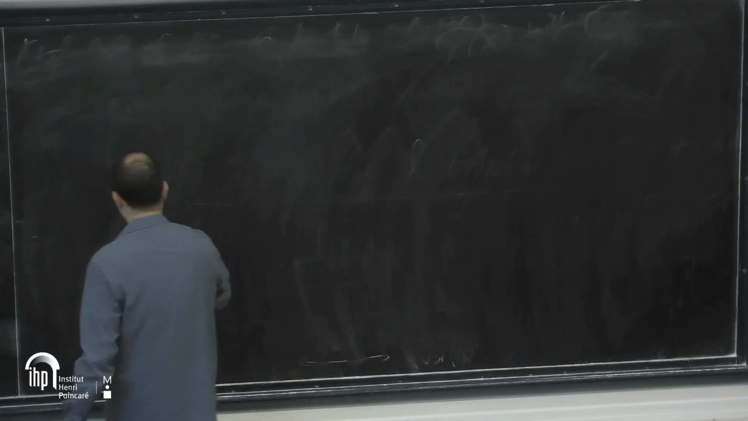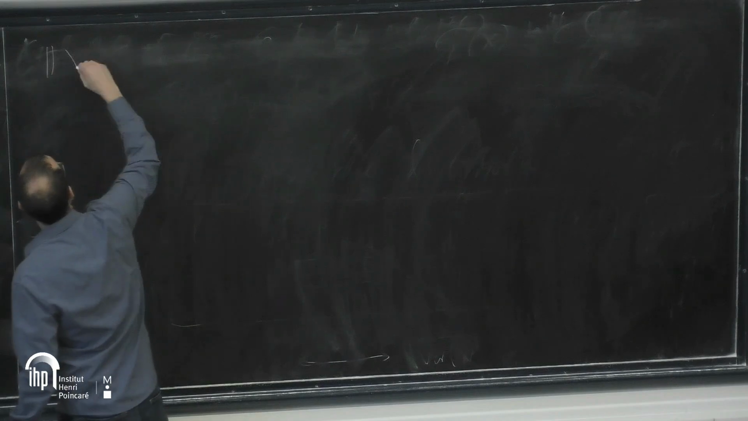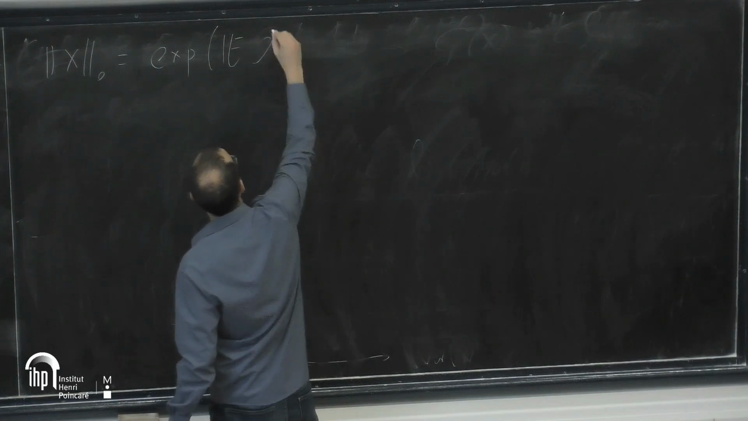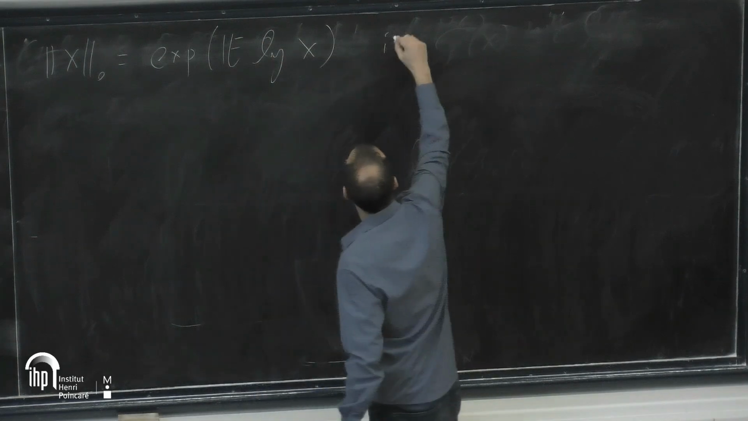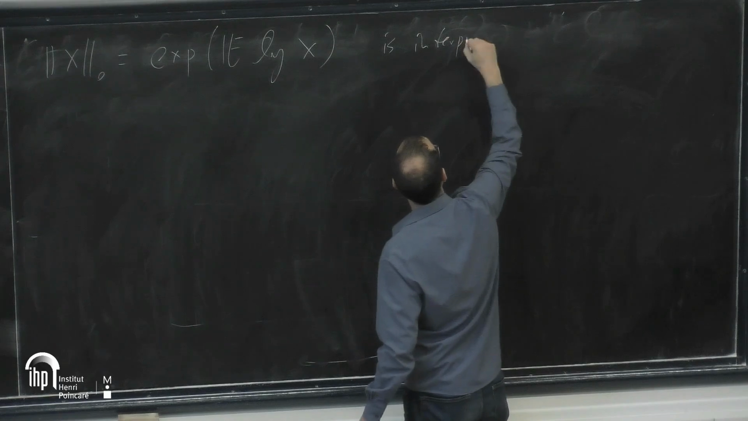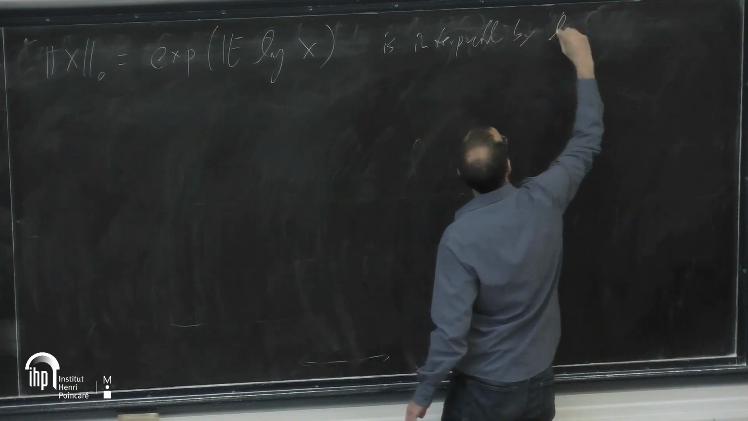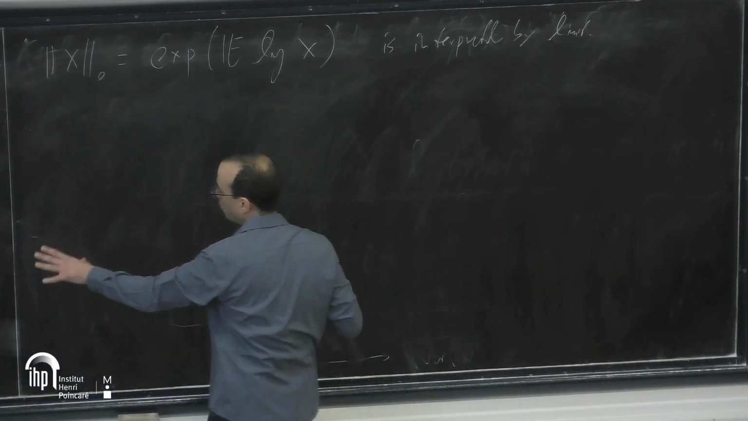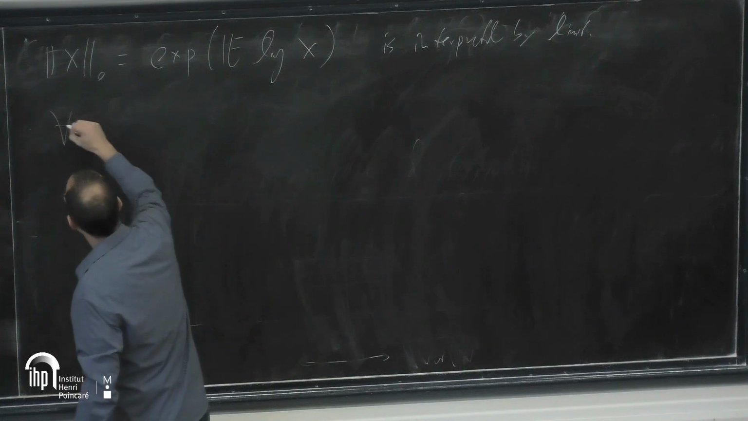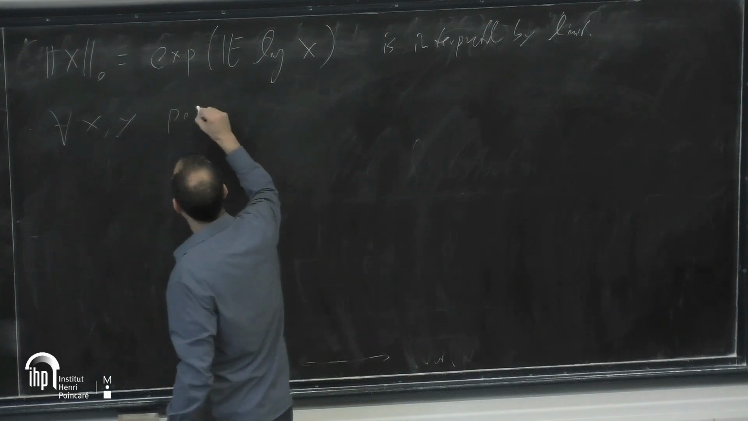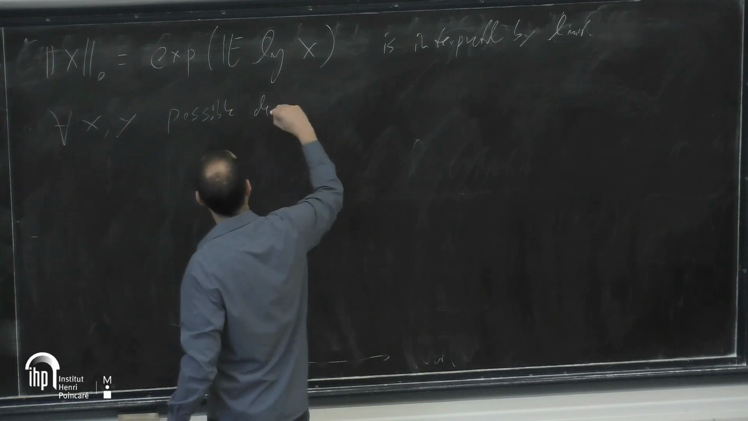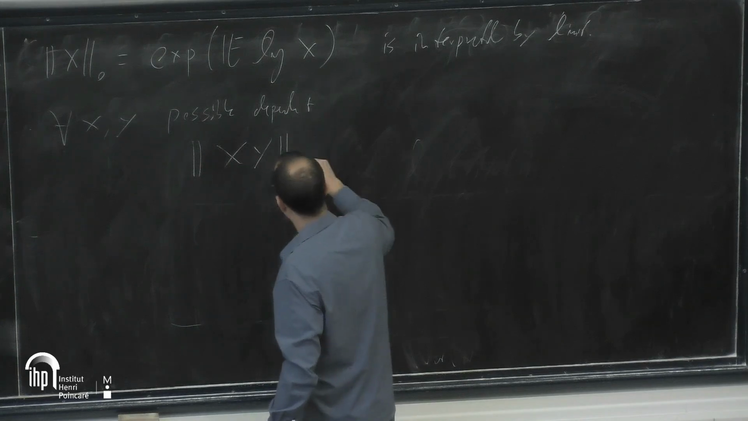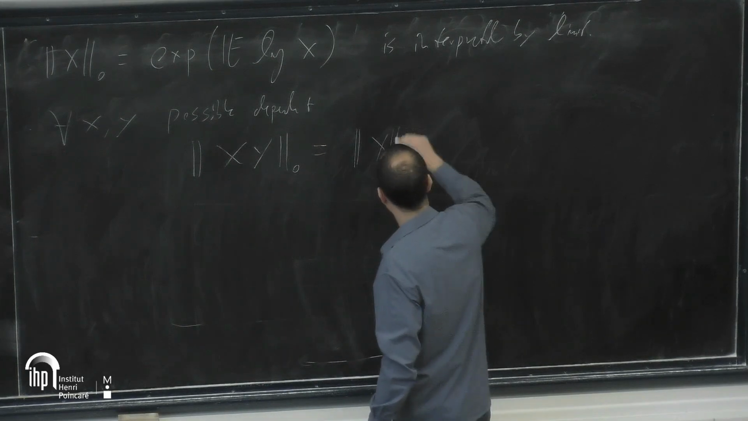The zero norm is defined by a limit. So this is interpreted by limit. And one nice property of the zero norm, it's not a norm, I use this term, it's a norm only for p at least one, is that if you have x and y, possibly dependent, it's kind of multiplicative. So the L0 norm of a product is the product of the L0 norms.